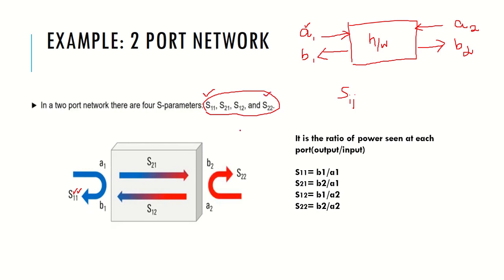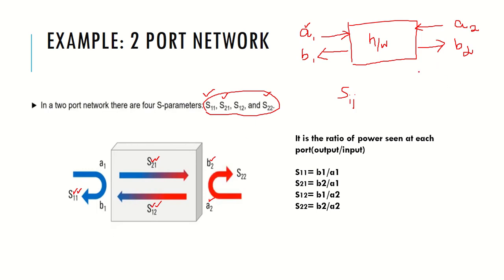Now come to S22. Again input is given at port 2. The wave is reflected at the same port once again. So it is S22. A2 is your incident wave. B2 is the wave reflected at port 2 itself. So we call this the parameter S22. Next we'll see what is S21. S21 means I give input at port 1. I get the output at port 2. So this is S21. And about S12, I give the input at port 2. I get the output at port 1. So this is called S12.